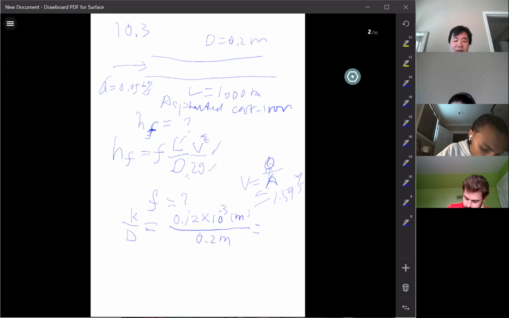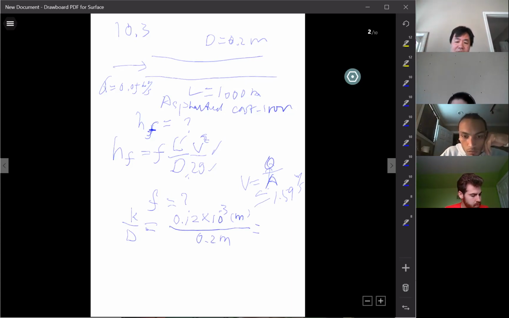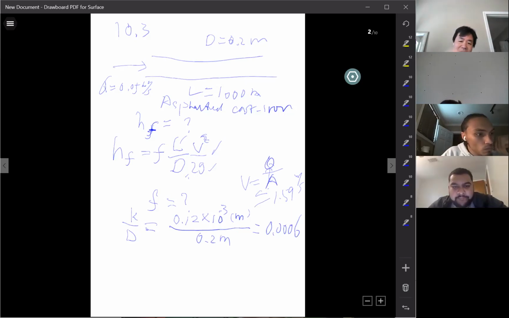Don't read the book. Let's do the calculation ourselves. 0.0006. Be careful with the number of zeros. So 0.000 after the decimal, then 6. Is that right? Yes. That's what I said. Okay, good.